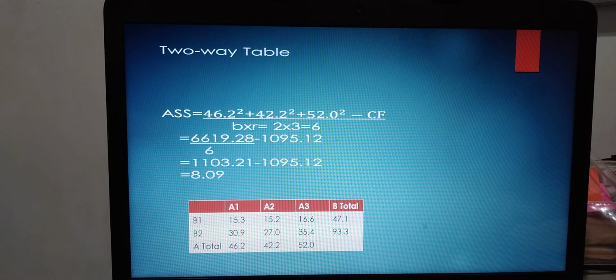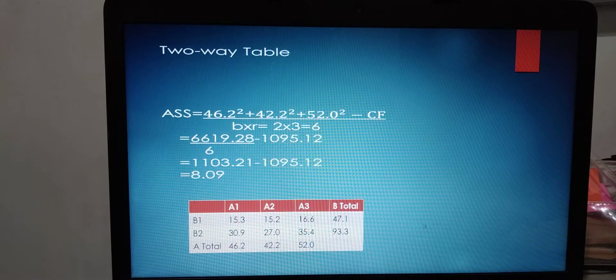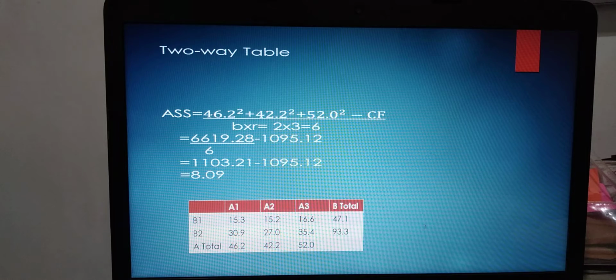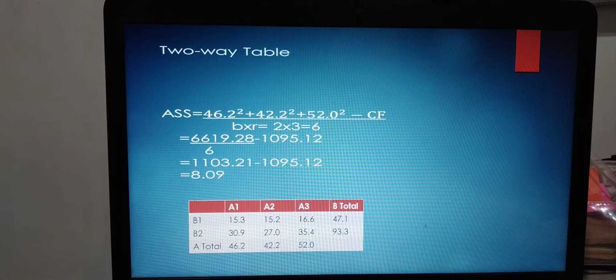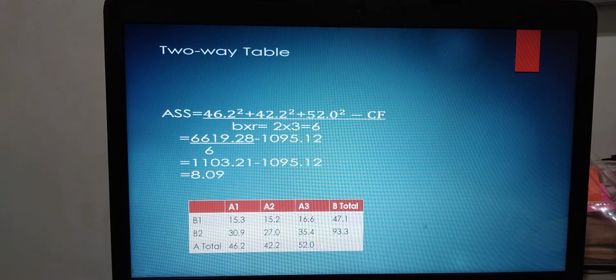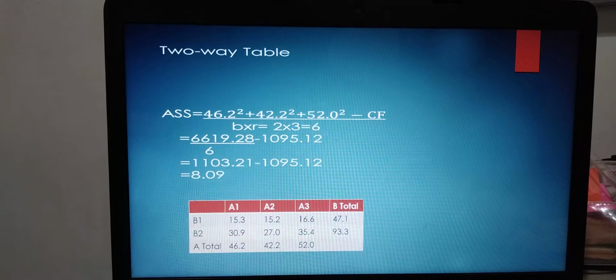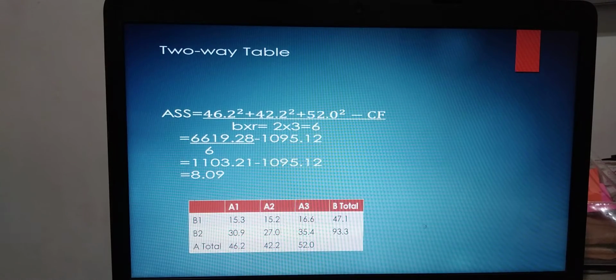This is our two-way table. Our SSA is 46.2 squared plus 42.2 squared plus 52.02 squared, minus CF, over our weeding frequency times our replication, 2 times 3 equals 6, with a total of 6,619.28 divided by 6 minus 1,095.12, and we have 1,103.21 minus 1,095.12, and we had 8.09.